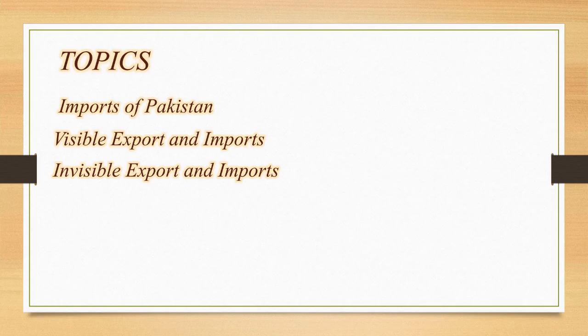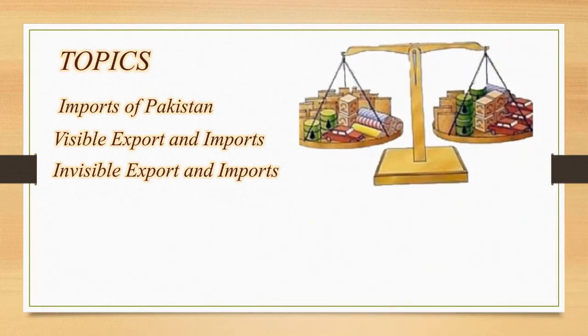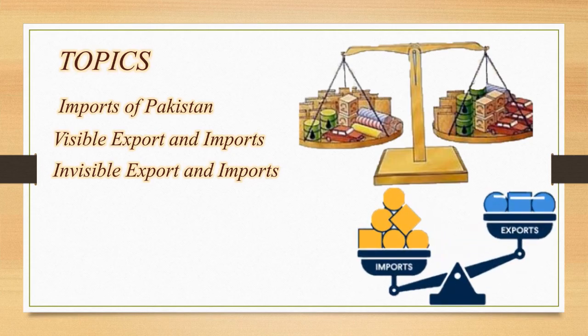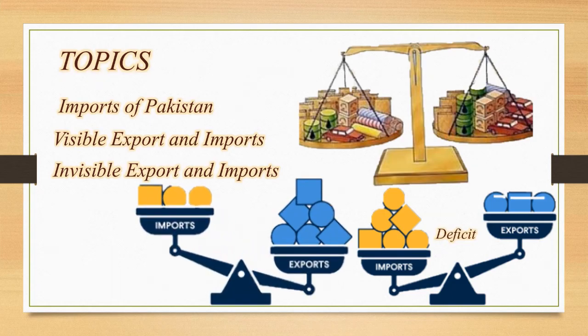Here are some definitions that should be kept in mind. Balance of payments means a record of money payments between one country and other countries due to export, imports, foreign investment, loans and other cash flows. When imports are higher than exports, the difference calculated is called trade deficit. When exports are higher than imports, the difference calculated is called surplus. These definitions should be remembered.